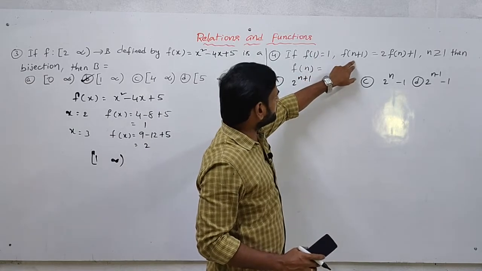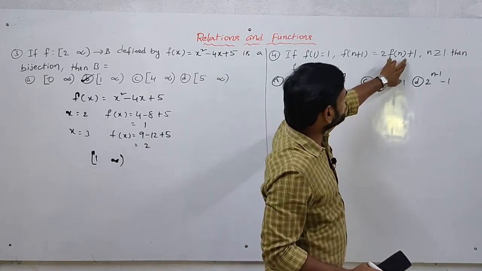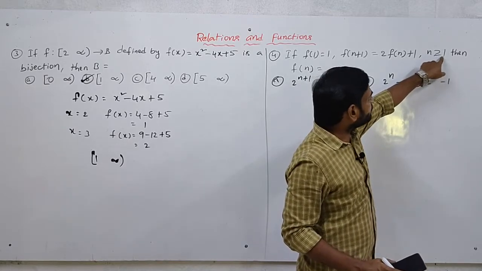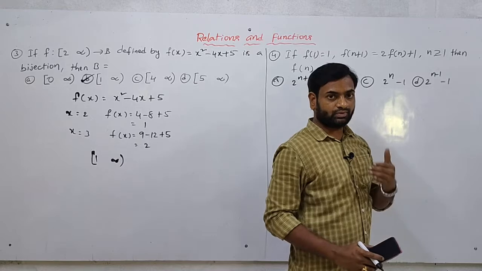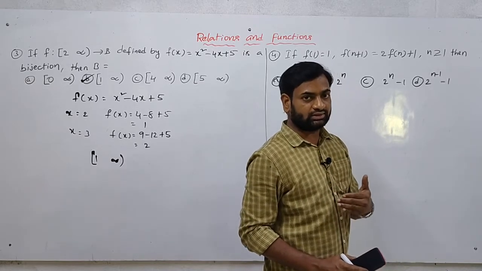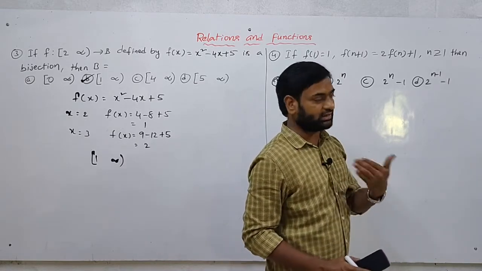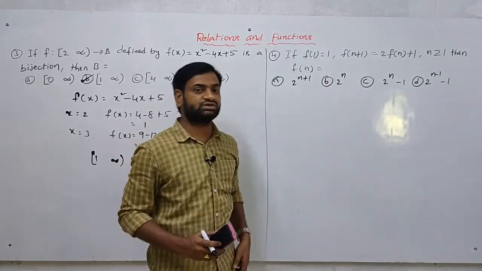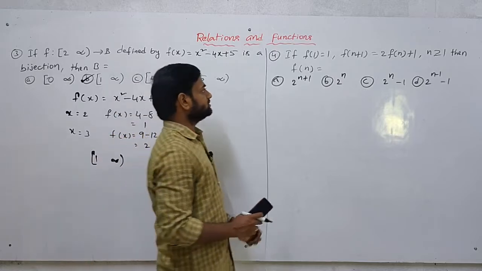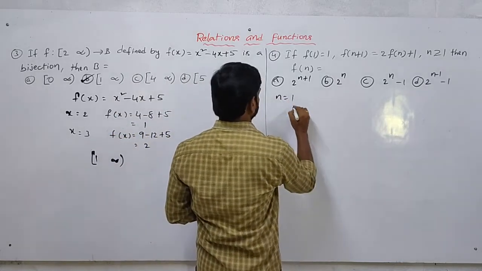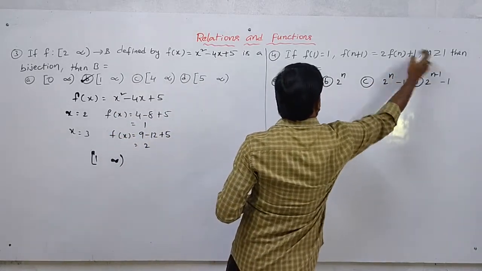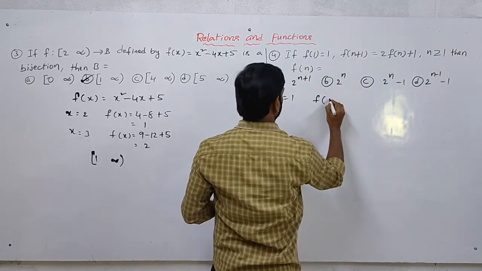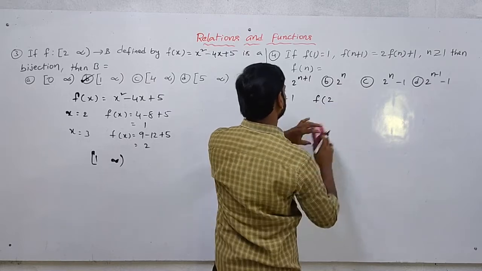Next, f of 1 is 1. f of n plus 1 equal to 2 into f of n plus 1. n values are given, 1 and above 1. n value 1 first we have to take. Next, above 1 also you can take, 2, 3, like that. Now what is f of n? That function, the main function, is identified. See here. Suppose I take n value as 1. Substitute here: 1 plus 1, that is 2. So I am writing clearly.